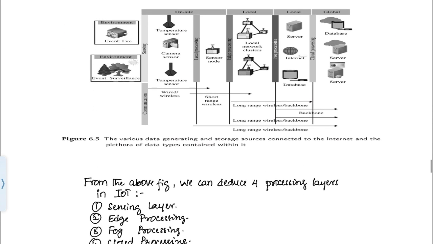So looking at this diagram, let's understand this. This figure represents a typical IoT deployment. It will tell us how the data is generated, processed, and transmitted across different layers.